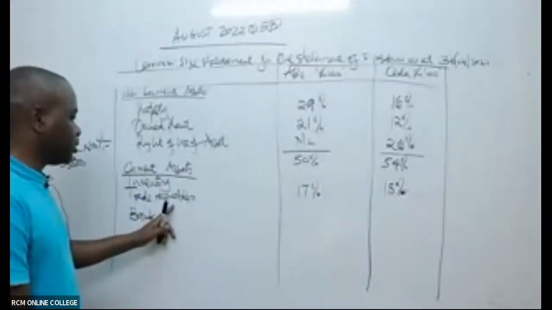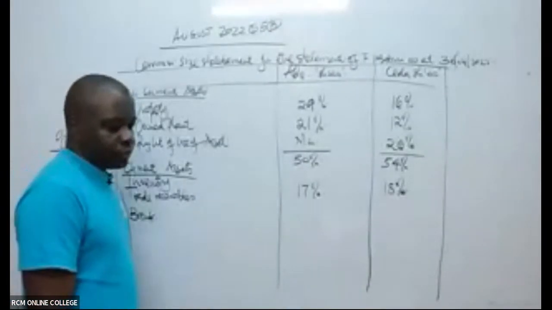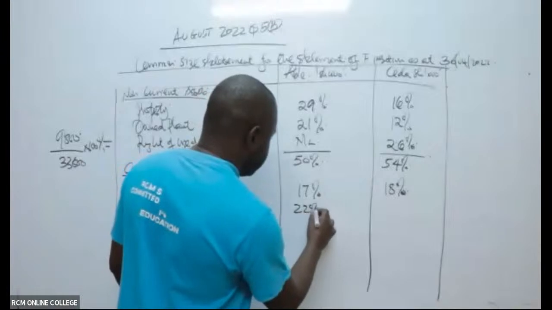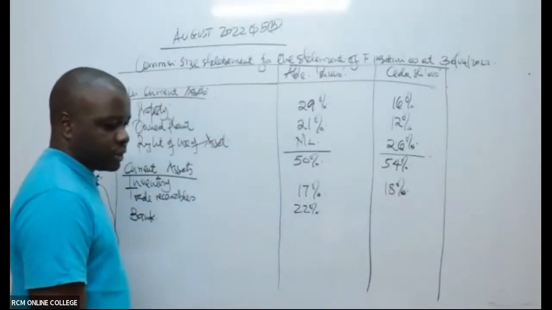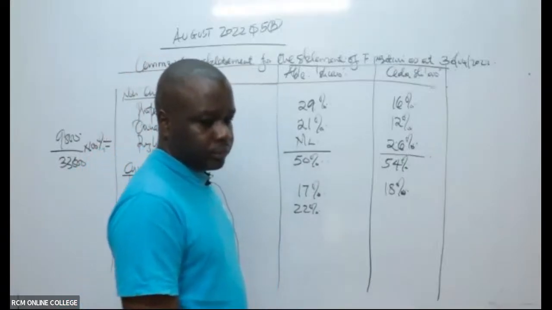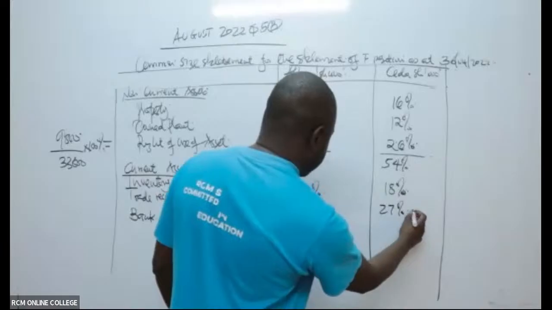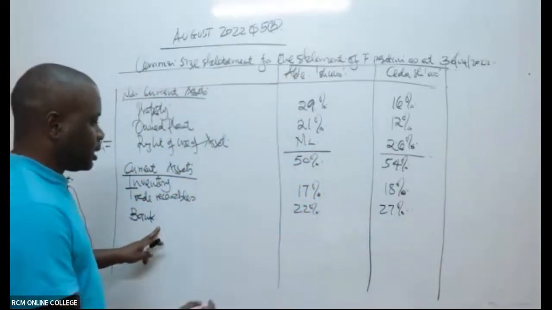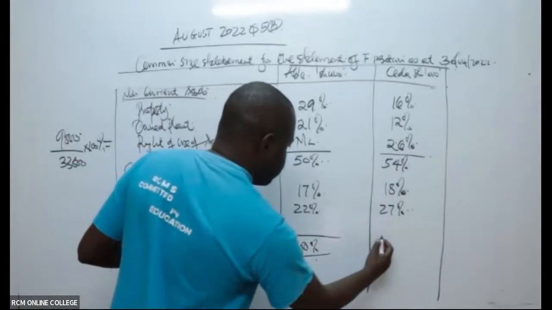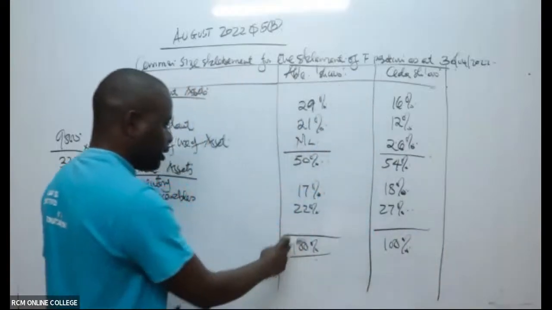And the trade receivables: 21.9, so that is 22%. What about for 𝗍𝒂? 26.8, so that is 27. If you round off, that is 27%. And the bank, this one should give us a total of 100%. What about bank here?